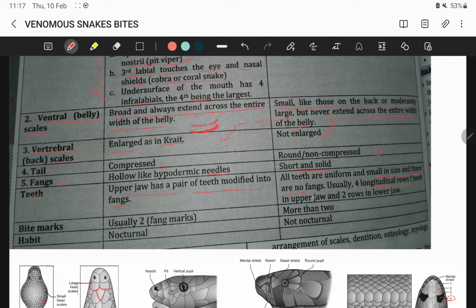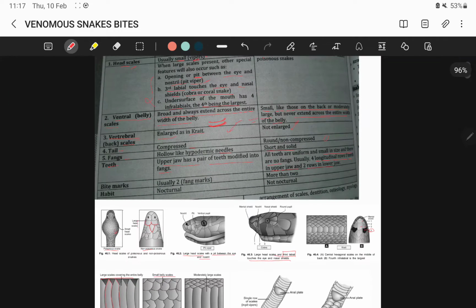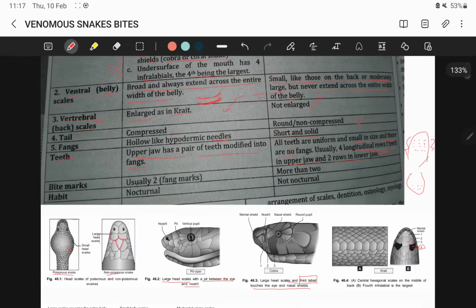Okay, four longitudinal rows of teeth in the upper jaw and two in the lower. So if we cut and see the teeth, in the upper jaw there are four longitudinal rows of teeth, and in the lower there are only two rows. Okay, and then bite marks.